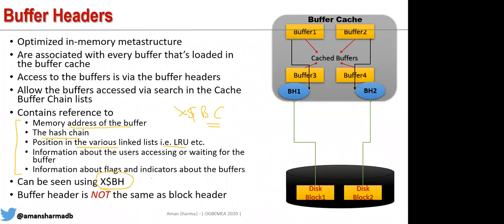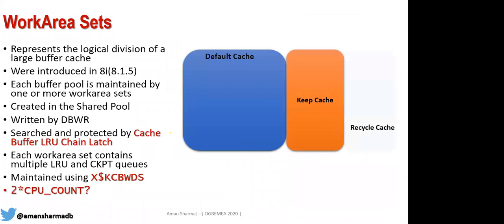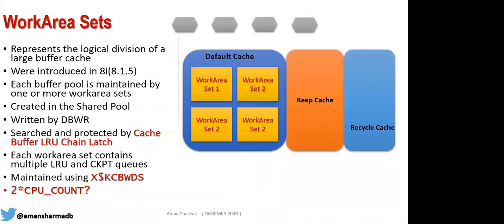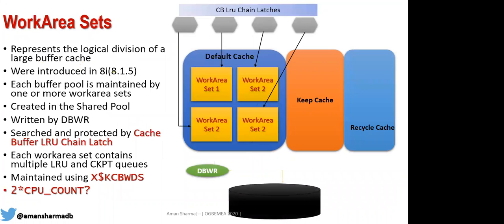That is why the entire buffer cache management is done in terms of the headers, not in terms of the buffer cache itself. So each work area set is a logical division, available from 8i or 9i, and this is maintained by something called the LRU chain latch. So we have two latches.